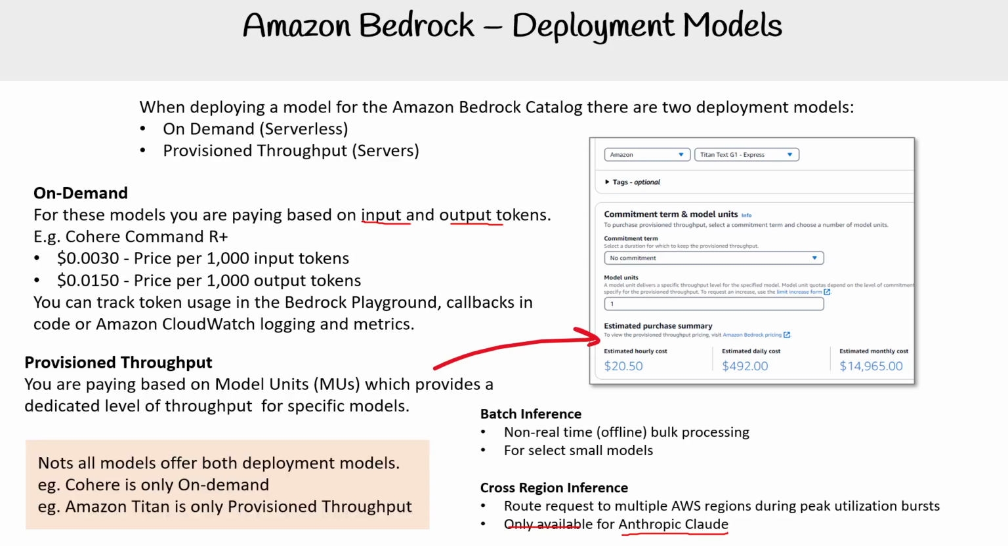Not all models are offered in both deployment models. Cohere, I only saw on demand, whereas Amazon Titan, I only saw with provision throughput. And when I say Amazon Titan, I should be very specific here: it's Lite or Express that is provision throughput, because Premier actually is on demand. So again, it's just me making a mistake in the slide and quickly correcting it. But yeah, there you go. Okay.